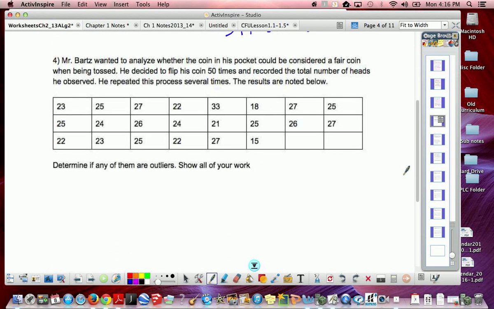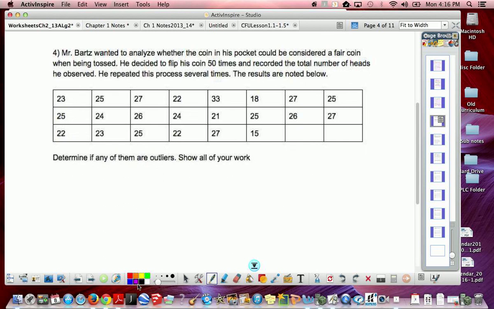All right, last problem on the back side here. You're doing the exact same thing, just a little bit more data points. So if I just put it in context, Mr. Bartz wanted to analyze whether the coin in his pocket could be considered a fair coin when being tossed. He decided to flip his coin 50 times and record the total number of heads he observed. He repeated this process several times. The results are noted below.